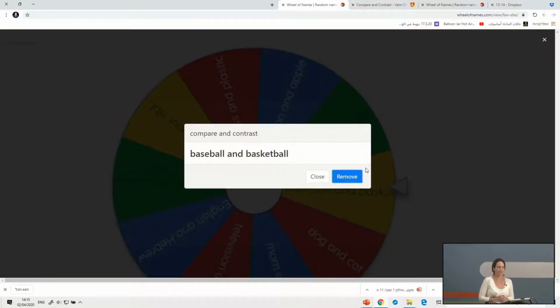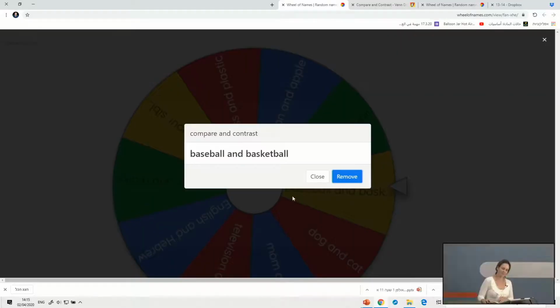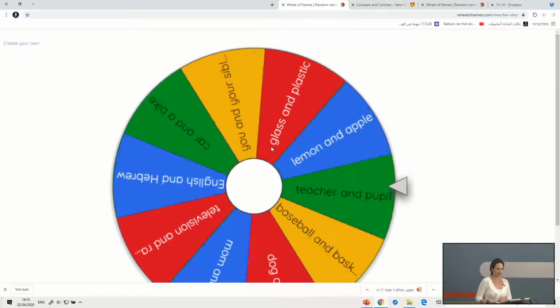Compare and contrast baseball and basketball. Okay, well, baseball and basketball, they're similar in that both sports use balls. Now, how are they different? Let's think. Oh, I know. In baseball, they use a small ball. In basketball, there's a big ball. Okay. Let's spin again, see what we get now.